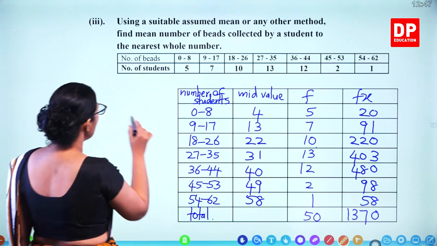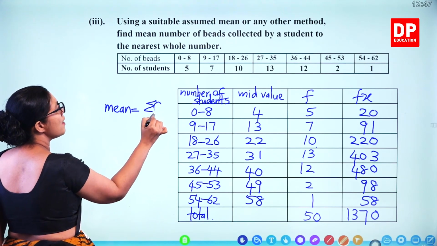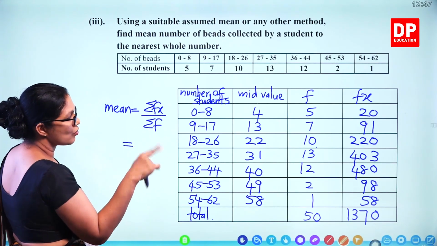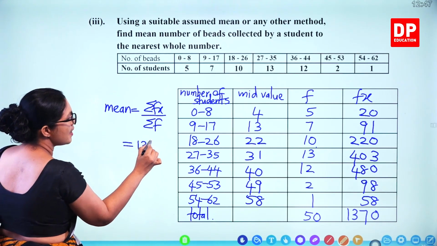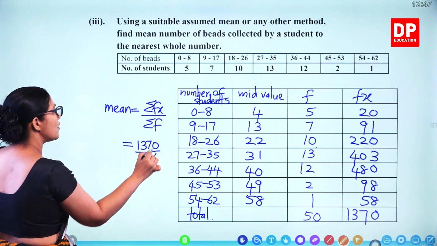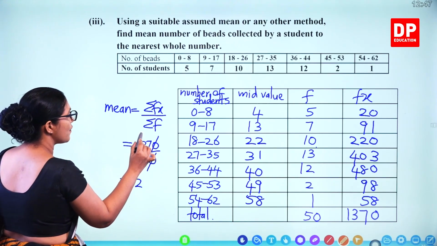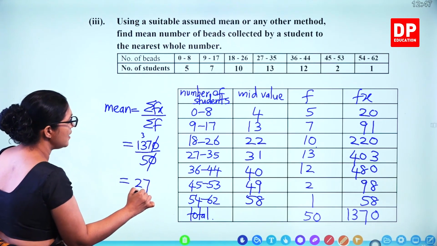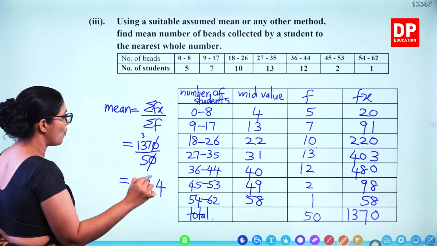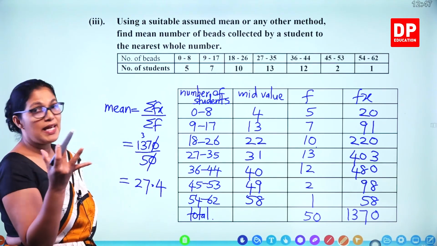So how do you find the mean? The mean is sigma fx over sigma f. Total of the fx column is 1370. Divide by 50. The 0 gets cancelled out. You get 5 times 2, 10, for 37. 5 times 7 is 35. For 20, that's 4. 27.4. So this is the number of beads.